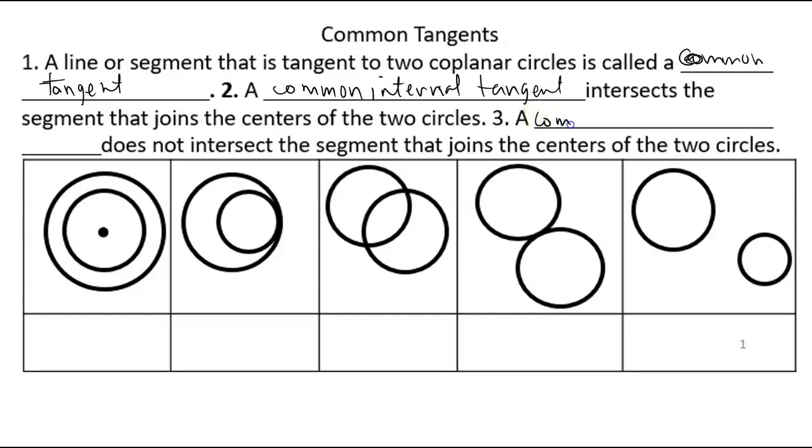And then we have a common external tangent, and that does not intersect that segment. So for these 2 circles, there is not a line that can touch one circle in 1 place and the other circle in 1 place. So this has 0 common tangents.